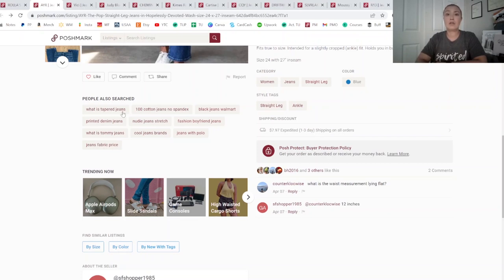Is that a keyword that you use? 100% cotton jeans, no spandex. So somebody's looking for super rigid kind of things. They don't want any stretch to them. But that's interesting because instead of saying no stretch, or instead of saying 100% cotton or rigid, they're saying 100% cotton, no spandex. Maybe that's something you would put.